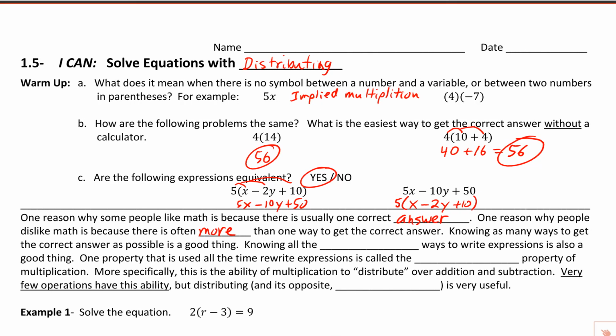Like, you may be showing your answer to a neighbor or a friend or a parent or something like that, and they think of it differently and they do the problem differently. So that can be frustrating, that there's more than one way to get the answer. But knowing as many ways as you can to get the correct answer, that's actually a good thing.